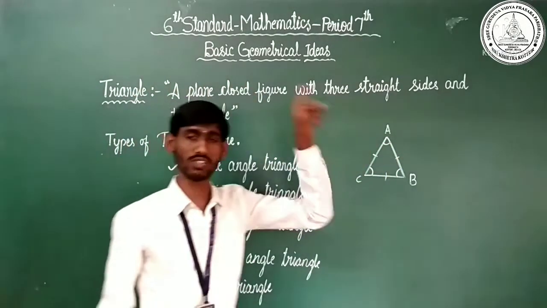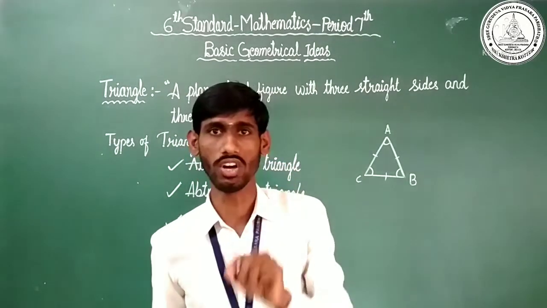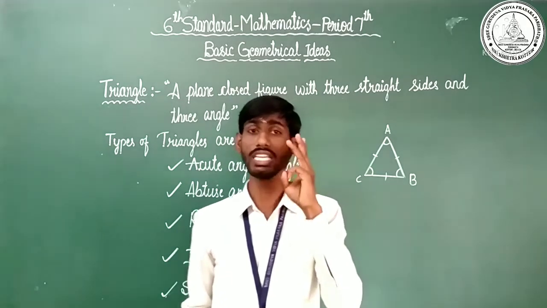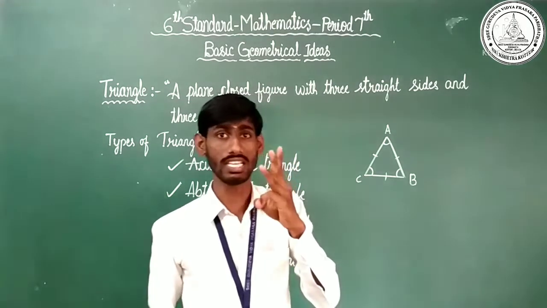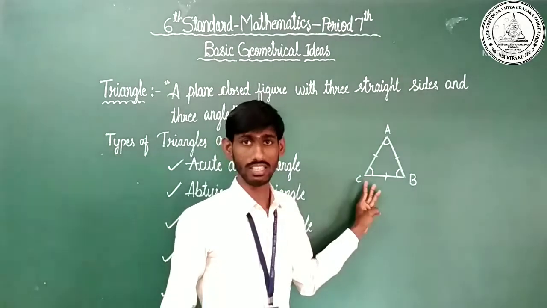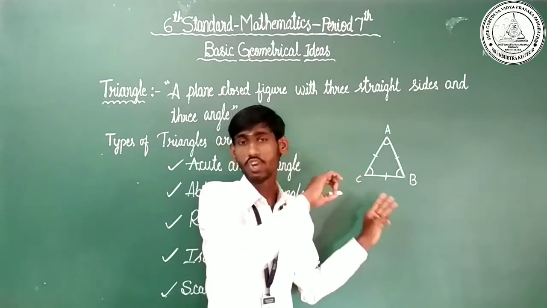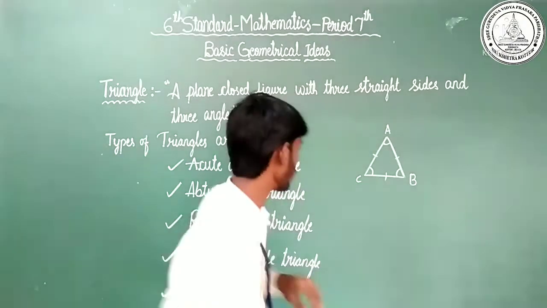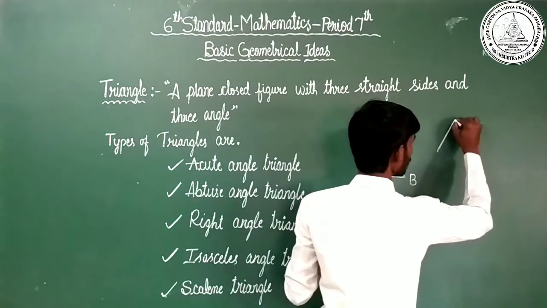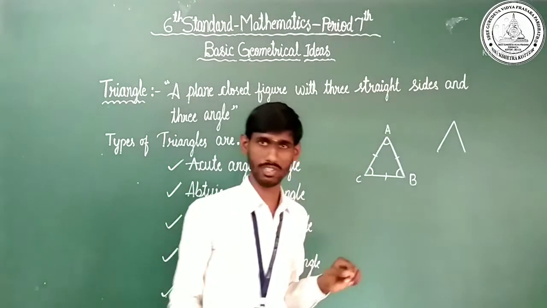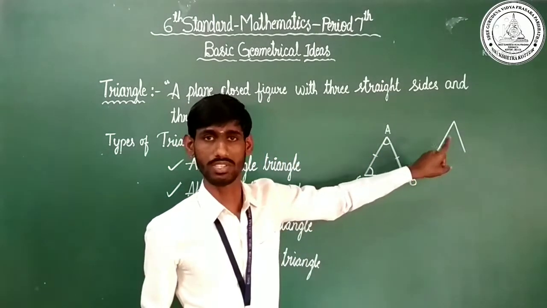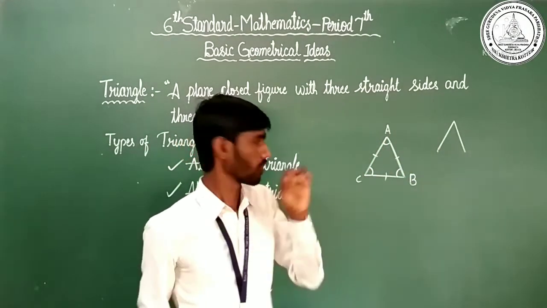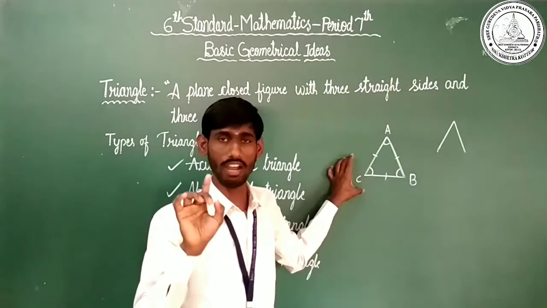The triangle is also one of the best examples of a polygon. Dear children, the polygon starts from three straight lines, three straight sides. That is a triangle. It is not possible to form a polygon with two sides or one side. Observe here. This is one side, this is another side. Is it a closed figure? No. It is not a closed figure, so it is not a polygon. A polygon is nothing but a closed figure. The triangle is an example of a polygon.